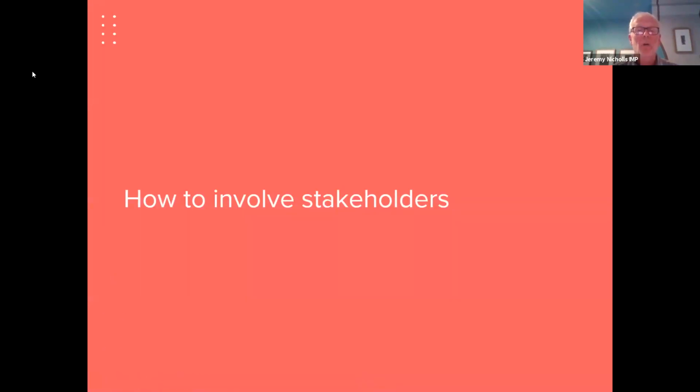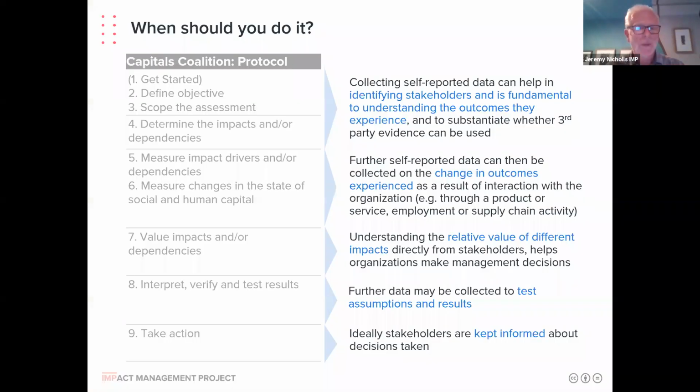How? So we're going to move to how, and then we're going to come on to focusing on why. So we'll just do a little bit of the how first. So keep going. We're going to use as a reference point for this the work of the Capitals Coalition and their protocols in terms of the steps that they set out. We find those to be a useful sequence of events.